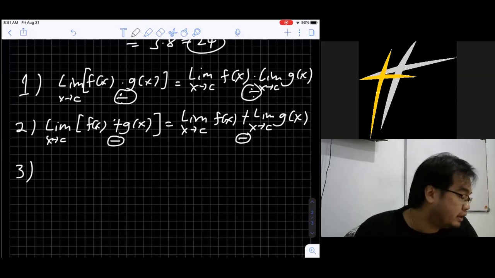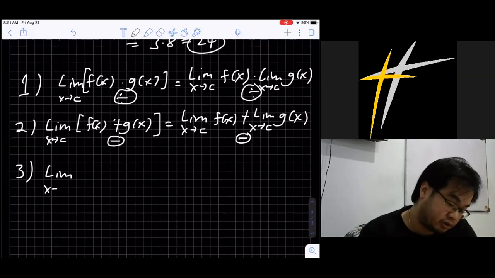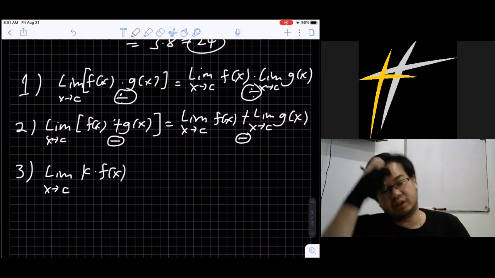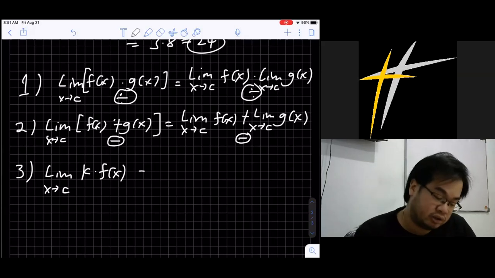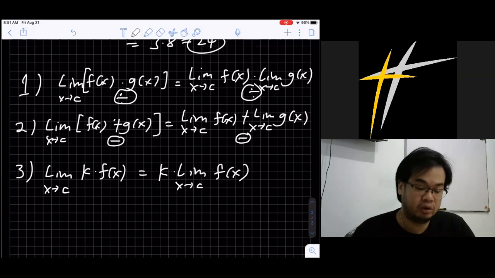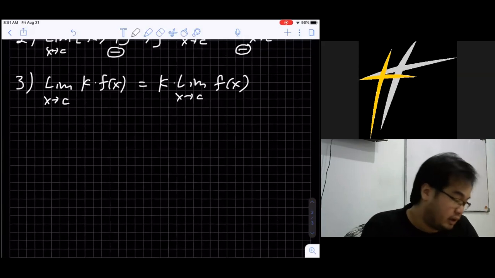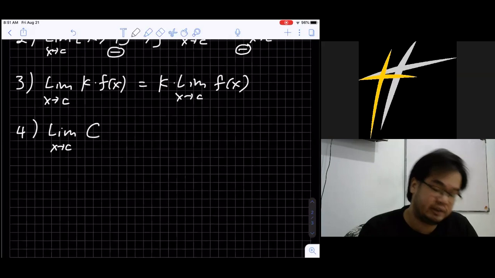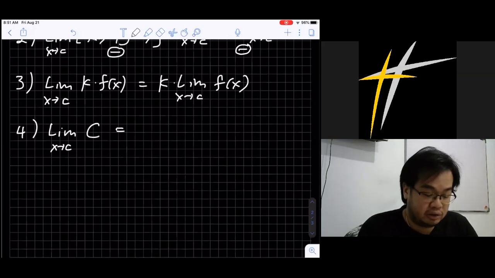Okay. So the next is the limit of a constant times a function. If I have the limit as x approaches c of a constant times f(x), where constant means that there is no variable, then the constant can be in the front like this: k times the limit as x approaches c of f(x). So it's like a coefficient. The coefficient can go to the front. And then the last one is when the limit as x approaches c of a constant, then of course the value is the constant itself.